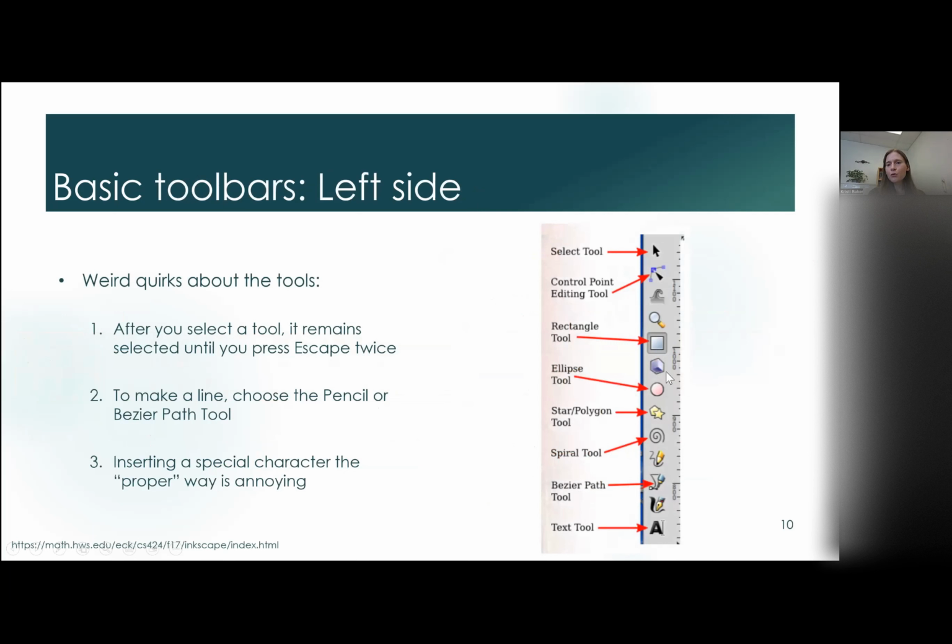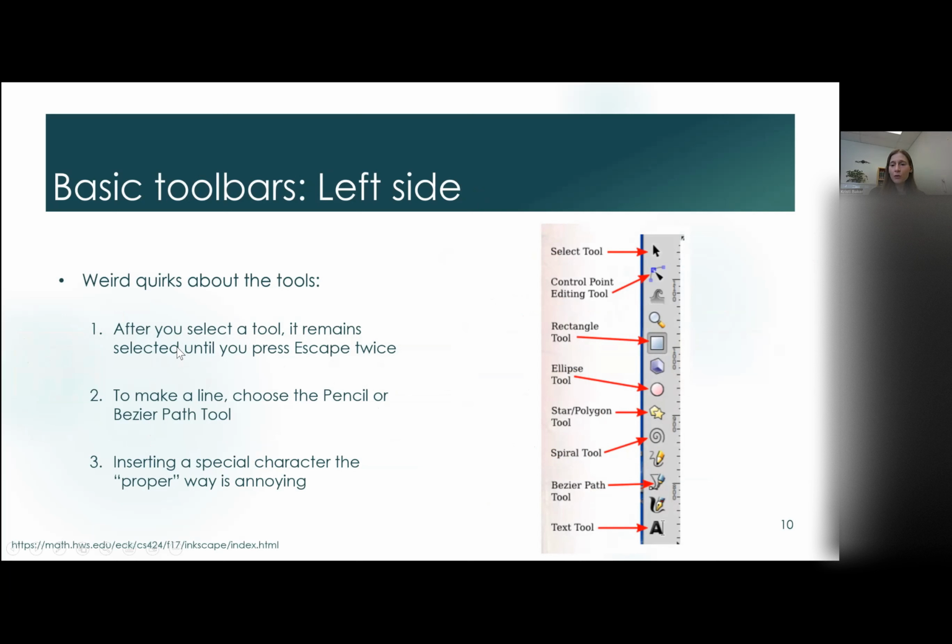Now, the left toolbar is basically where you're going to be able to access shapes, the pencil, where you're going to be able to draw lines, the text tool, where you can select to draw text. And there's a couple of weird quirks about the tools that I thought I would put here.